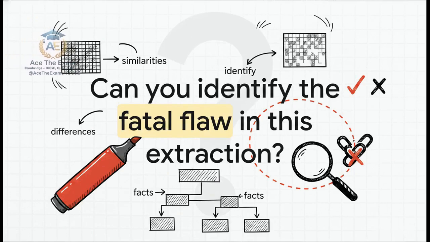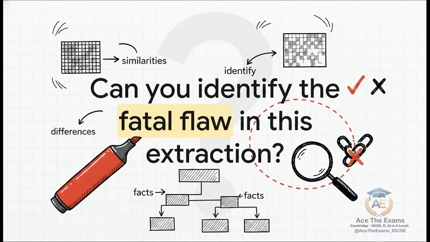Can you identify the fatal flaw in this data extraction? Imagine a student has done the comparative analysis, they've written a whole paragraph, but they completely lost the mark. Why did that happen? Well, if I am the examiner and I'm analyzing a flawed paragraph, I am specifically looking for similarities and differences. The fatal flaw here is almost always the lack of comparative connectives.